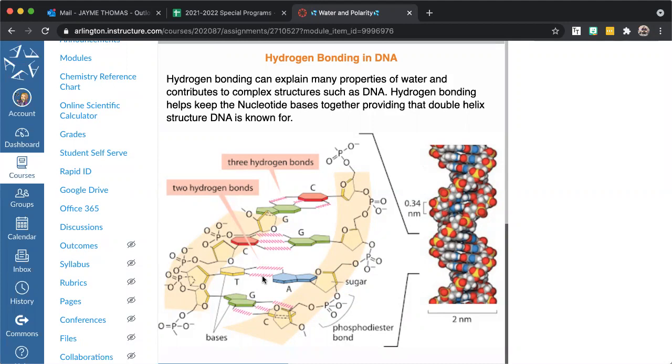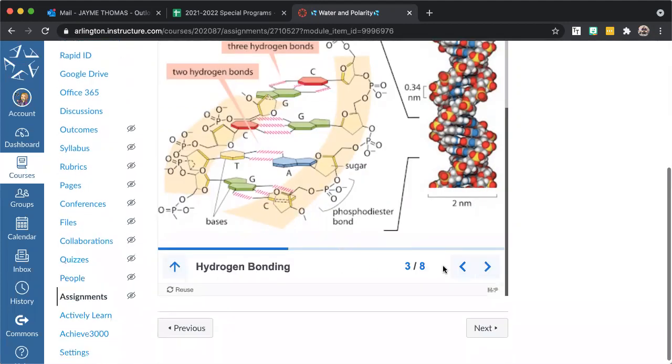And so hydrogen bonds are pretty important because they help keep those bases together, and they provide the double helix structure that we know DNA for. And if hydrogen bonds didn't exist, then DNA wouldn't hold together, and who knows what we would be. Okay.